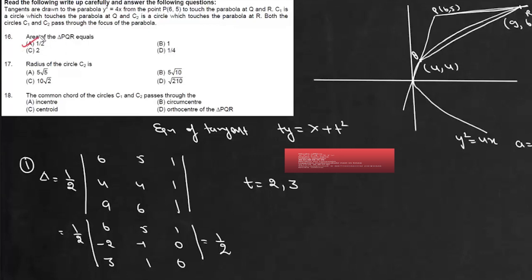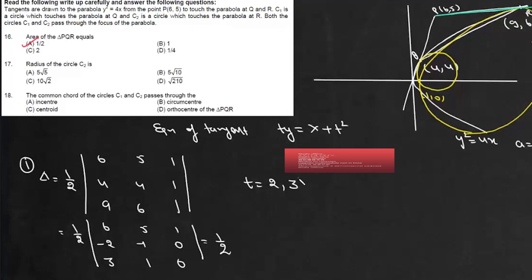Now the second one is the radius of circle C2. Now it says we have two circles, C1 and C2, which pass through the focus of the parabola, which is at (1, 0), and which touch these points. So this point is (1, 0). And then we have this circle. We have to find the radius of this second circle C2. Now for this C2, what we'll do is write the equation of this tangent PR.